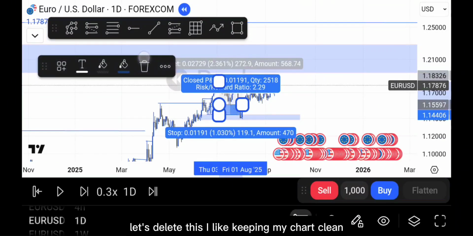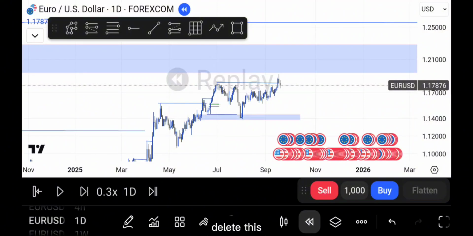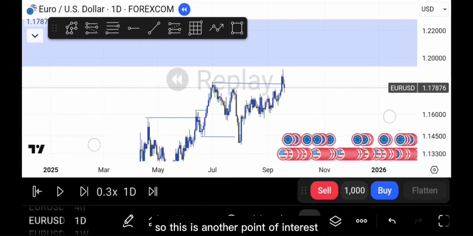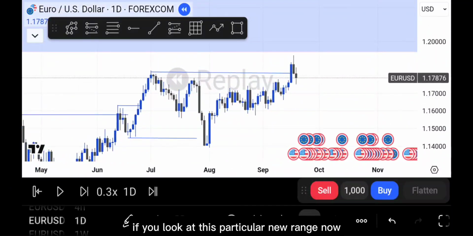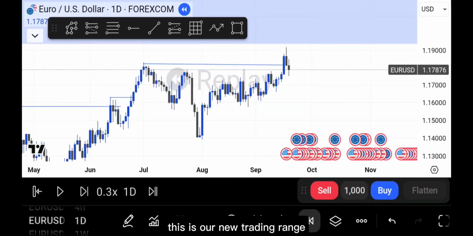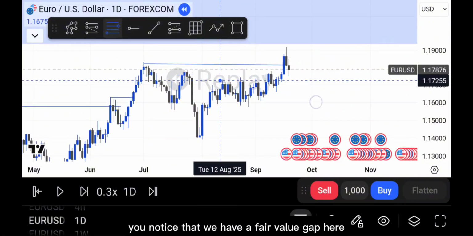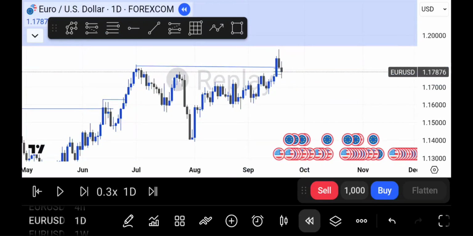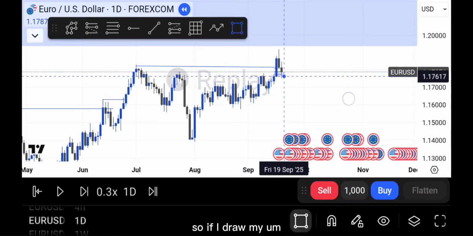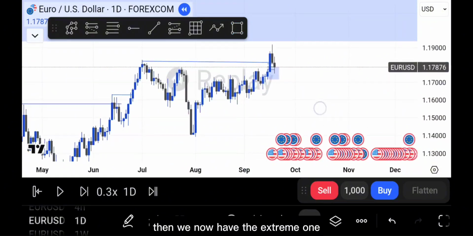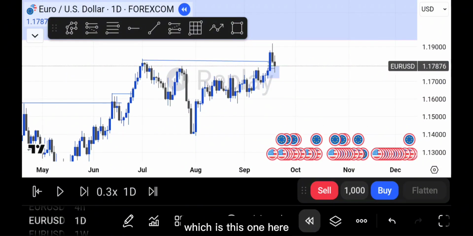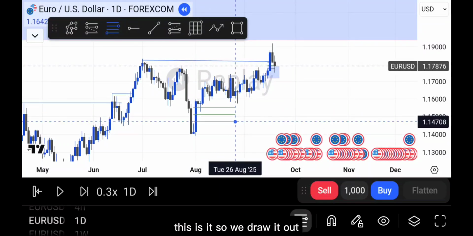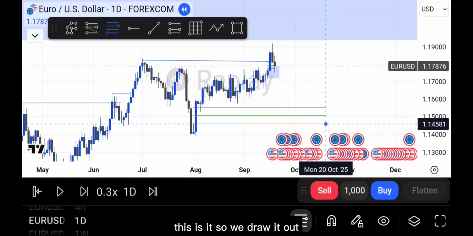Let's delete this. I like keeping my chart clean. Then let's look for another point of interest. So this is another point of interest. If you look at this particular new range now, this is our new trading range. You notice that we have a fair value gap here where we can buy from. So if I draw my UI, I draw it from here. Then we now have the extreme one, which is this one here. This is the extreme point of interest.